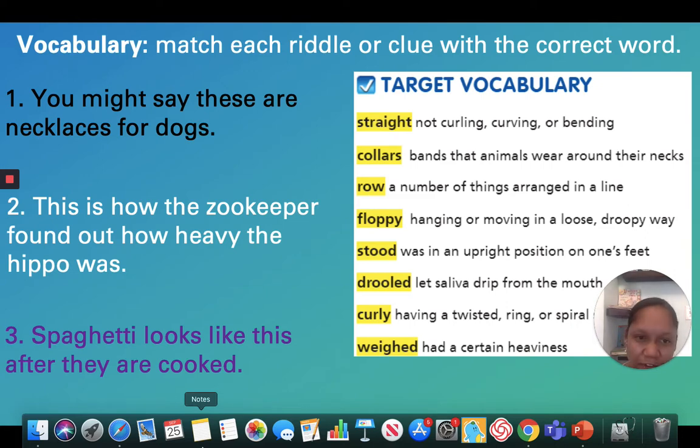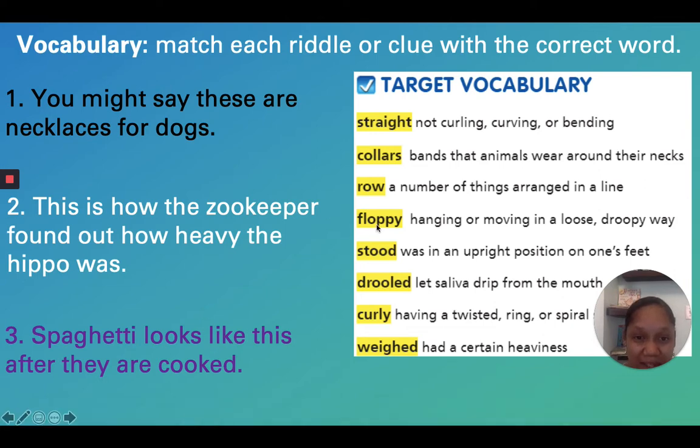So if I'm trying to figure out what's something that drops itself, what would be that word? Did you guess it? If you guessed floppy, then you are right. Because floppy means that they're hanging or moving in a loose, droopy way. So floppy can work with this, right? I agree. Okay, let's continue.